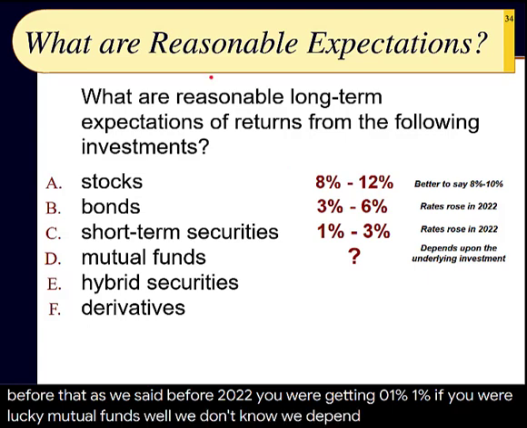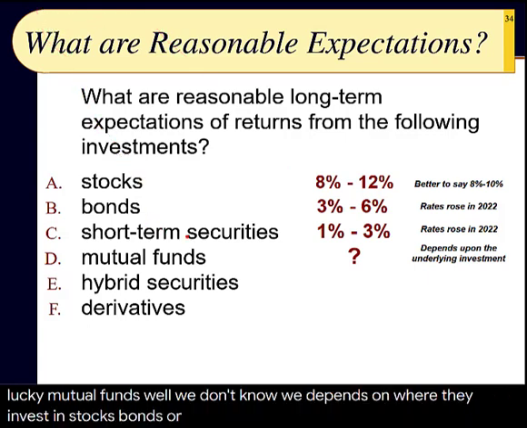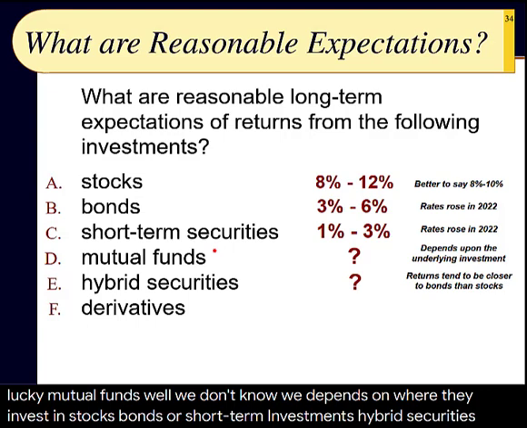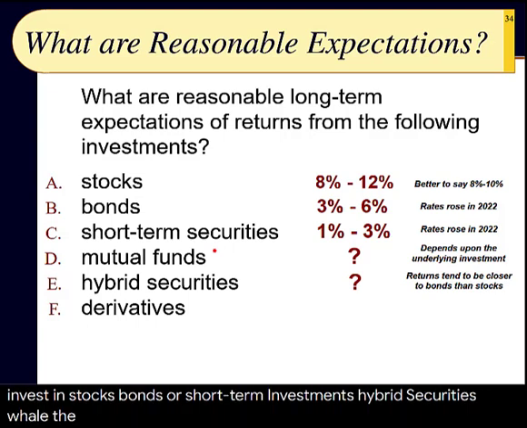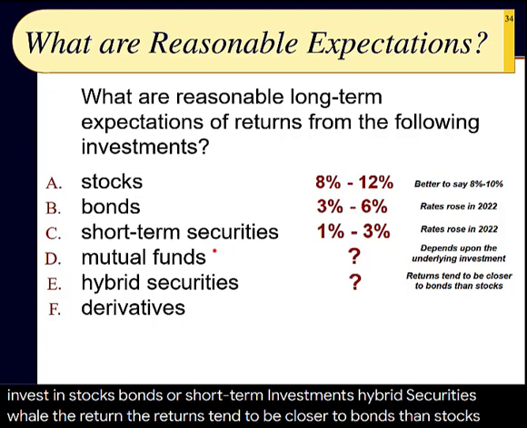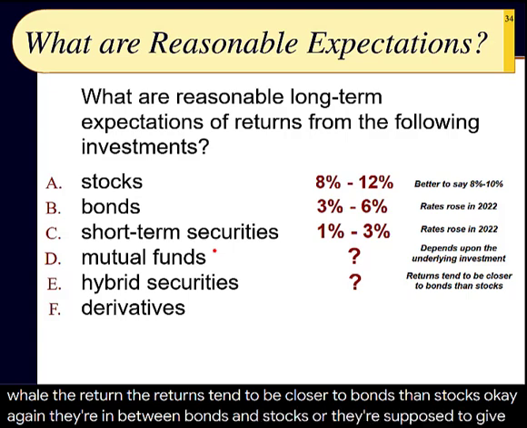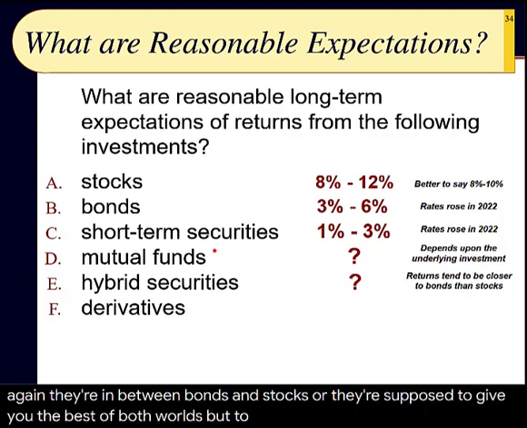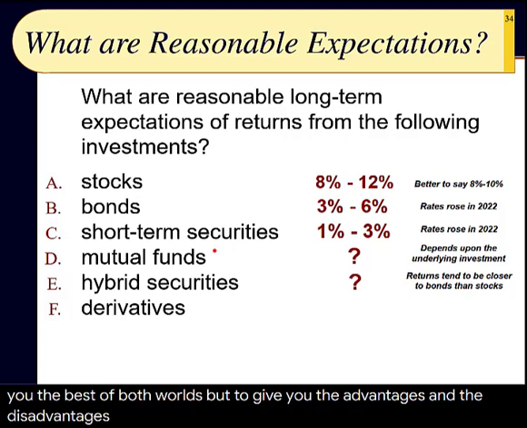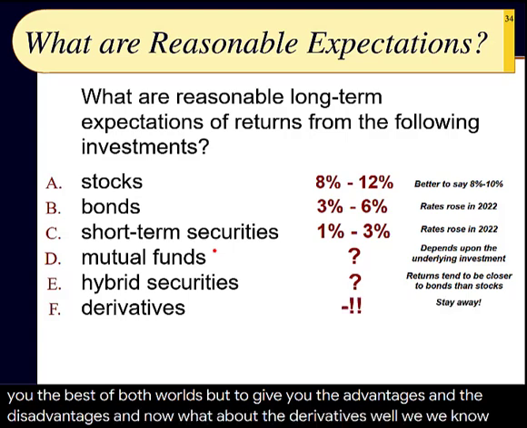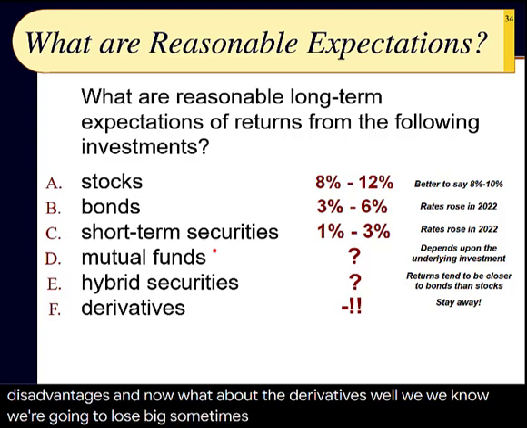It depends on whether they invest in stocks, bonds, or short-term investments. Hybrid securities, well, the returns tend to be closer to bonds than stocks. Again, they're in between bonds and stocks, so they're supposed to give you the best of both worlds, but they give you the advantages and the disadvantages. And now, what about derivatives? Well, we know we're going to lose big sometimes, and we might gain big, but who knows?